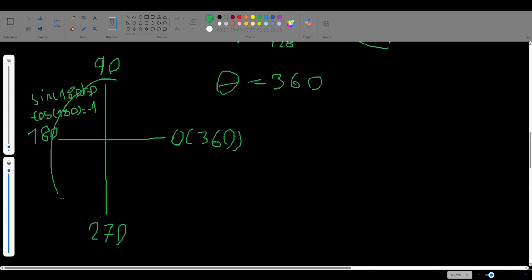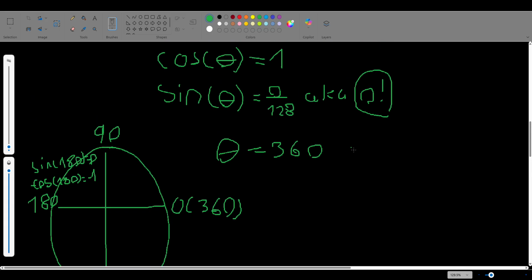And since half of a unit circle is pi, which is 180, 2 pi's is going to give us 360. So our theta is equal to 360 degrees, or we can say 2 pi.